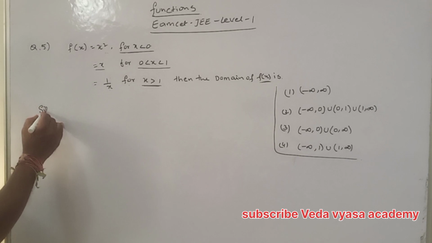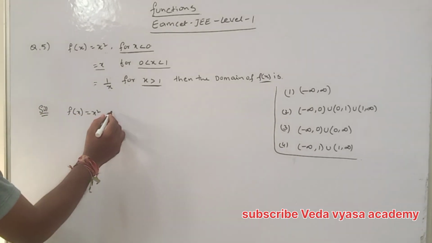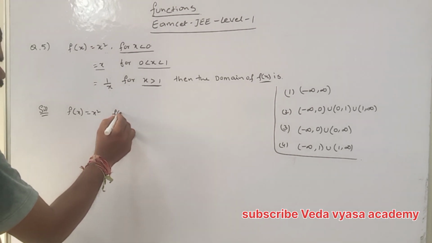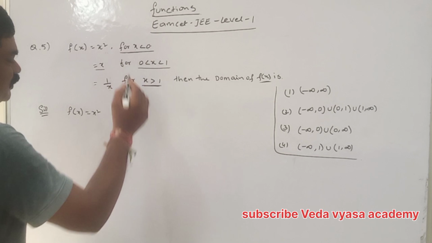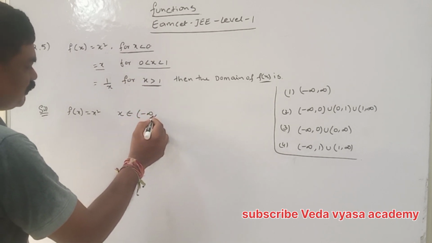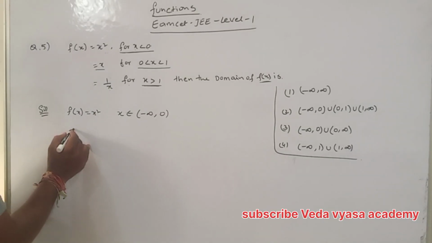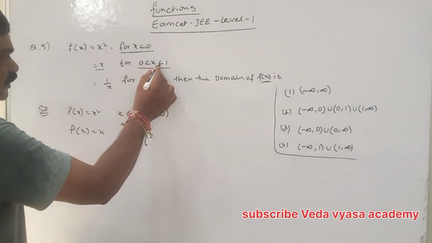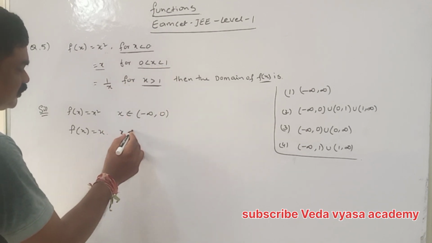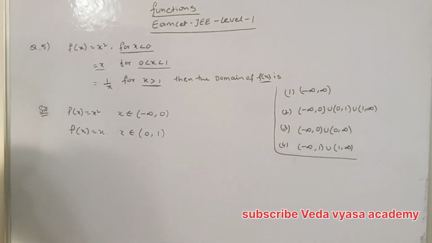So here you observe f of x is equal to x square, then the domain: x belongs to x less than 0, that is minus infinity to 0, open. Here f of x is equal to x, given that 0 less than x less than 1, that is x belongs to the open interval 0 to 1.